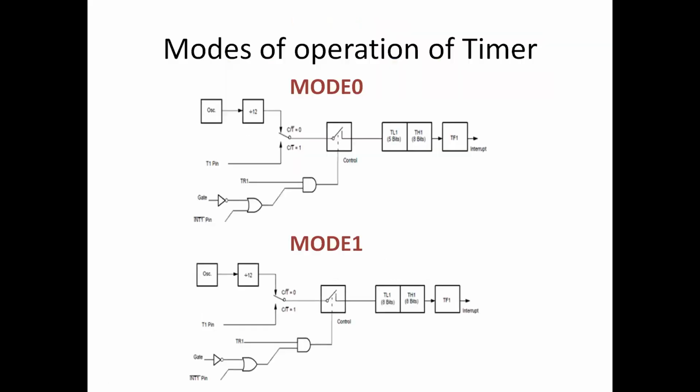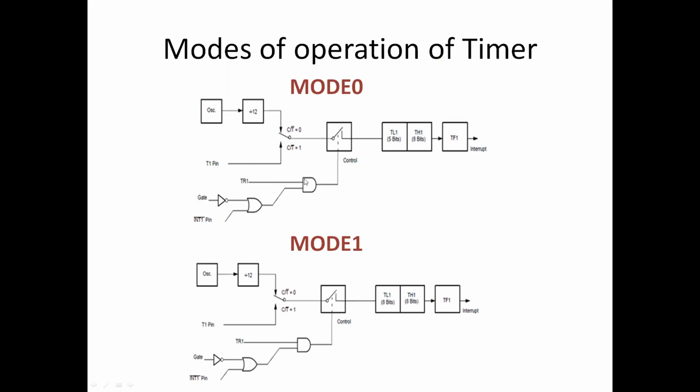Now the different modes, and how we can explain them pictorially. Mode 0, we have already seen, is an 8-bit counter with a 5-bit prescaler. So this is the maximum count, this into this is the maximum count it can measure of pulses. Pulses are coming, but what controls the increment is the TR bit. If this TR bit is 1, then only this switch will be closed. If the TR bit is 0, this switch will be open.